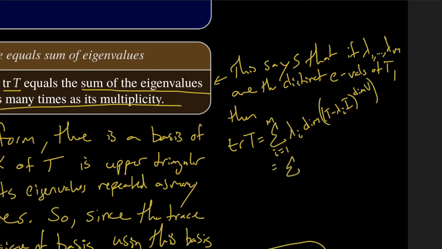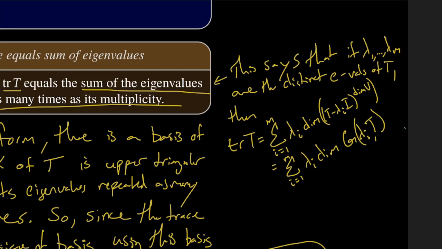That is, this is just the sum from i equals 1 to m of lambda_i times dim G(lambda_i, T), where G(lambda_i, T) is the generalized eigenspace corresponding to lambda_i of T. Okay, cool. So we've got a formula for the trace. It's not too crazy. You can just write it down right there. It only depends on the eigenvalues. This makes some good sense.